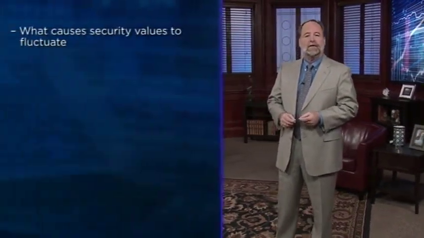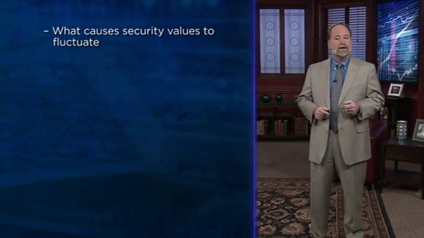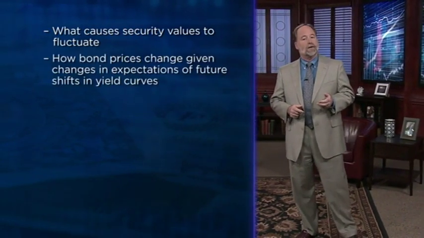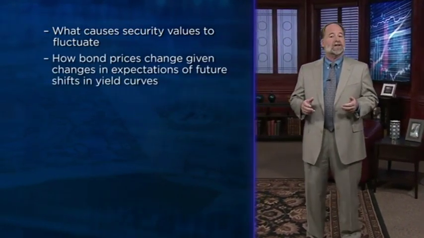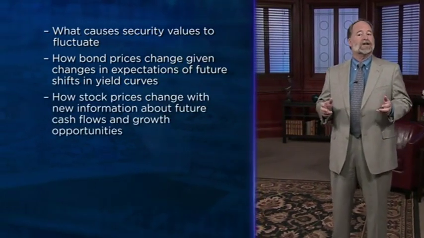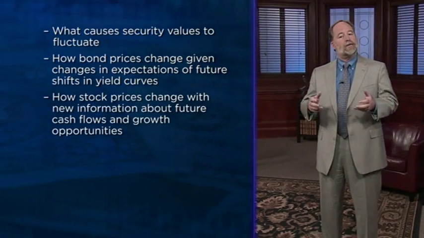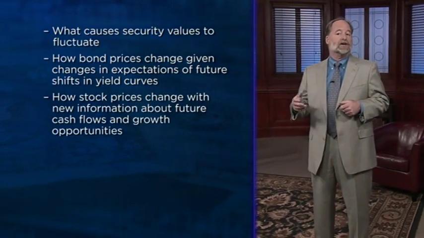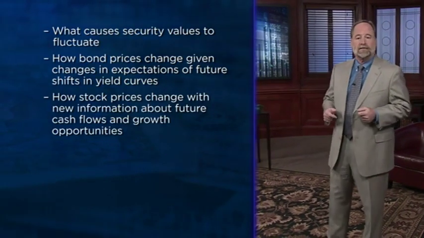In this lecture, we'll explore an equilibrium asset pricing model called the capital asset pricing model, or CAPM for short. To put this model in context, let's review a bit. So far, we examined what causes security returns to fluctuate. For example, we've examined how bond prices change given changes in expectations of future shifts in yield curves. We've also examined how stock prices change with the arrival of new information about future cash flows and growth opportunities.